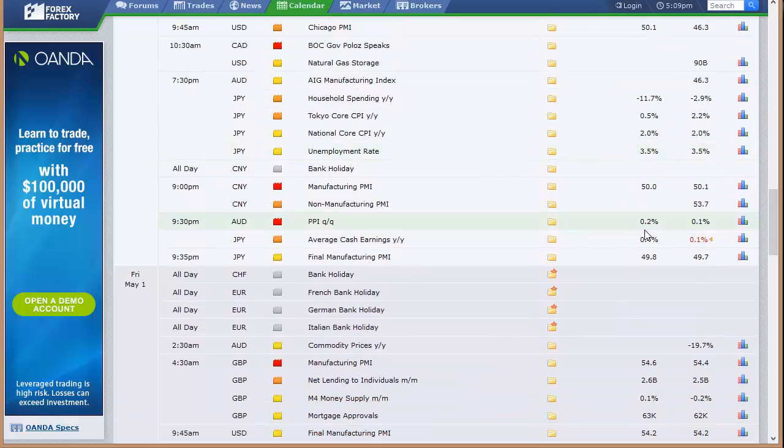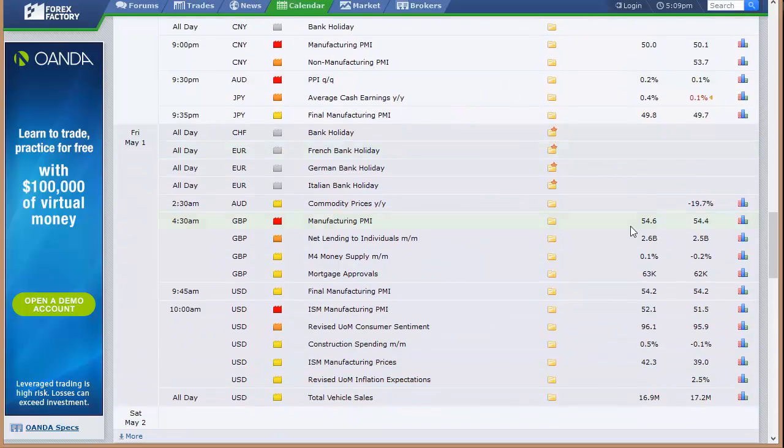That night, Thursday night, AIG manufacturing index out of Australia. We've got Japan's unemployment rate, household spending, national and Tokyo CPI data. Bank holiday for China going into Friday, but they're releasing their manufacturing and non-manufacturing PMI numbers anyways. Australia's PPI, Japan's final manufacturing PMI. And then bank holidays around the globe, except for in the U.S., on Friday, May 1st, May Day. France, Germany, Italy, Switzerland, all on bank holidays.